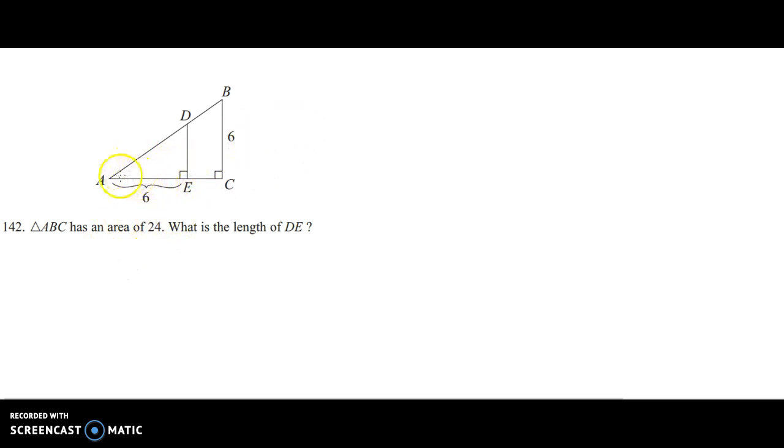So it says this triangle here, A to B to C, has an area of 24, and we want to know what is the length of DE. Well, the reason we know that this is going to be a ratio problem is that it's a small triangle buried within a larger one. Let's split these up just a little bit.